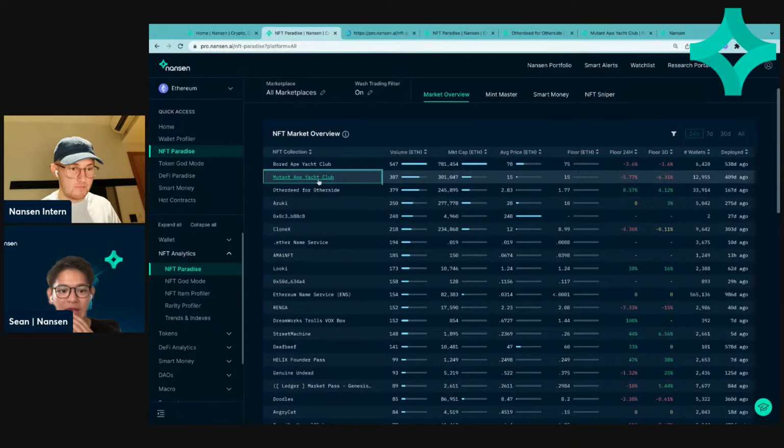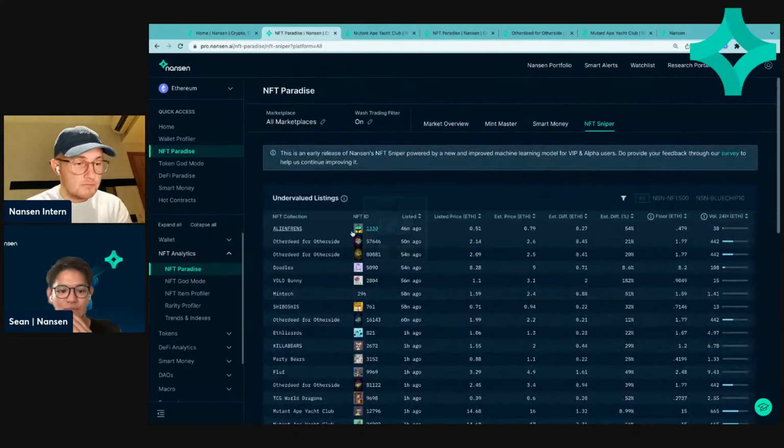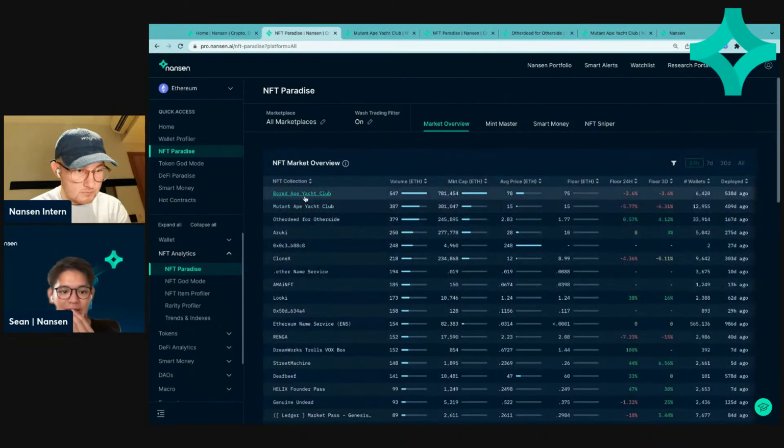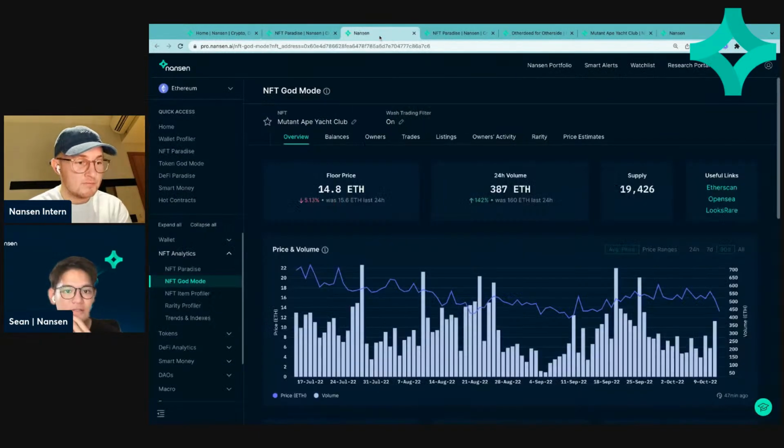So you can click on NFT collection. Earlier in NFT Sniper, you can actually jump into both the collection specifically or the item itself, right? So it's really easy. Just mouse over the items, and if you see this blue underlying teal color, you know you can click on it. So right now we are in God Mode.